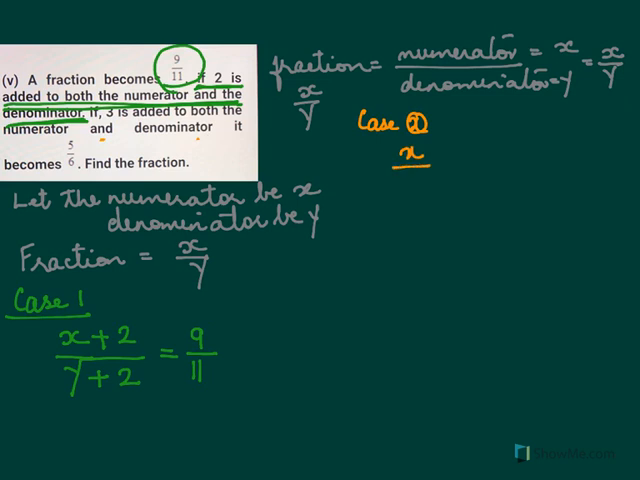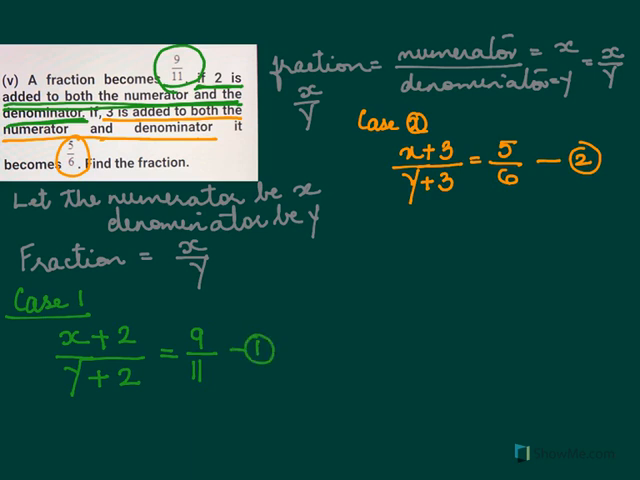Now in the second part, case 2, we have the fraction x over y. And now what is done here? Here 3 is added to both the numerator and denominator. So I'm adding 3 to the numerator and 3 to the denominator. And now the fraction becomes 5 by 6. So this is 5 by 6. This is my second equation, and this was my first equation.